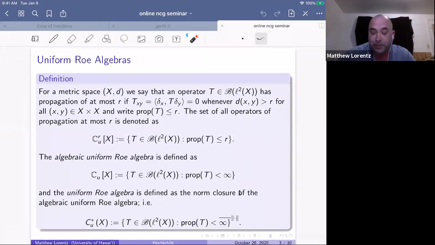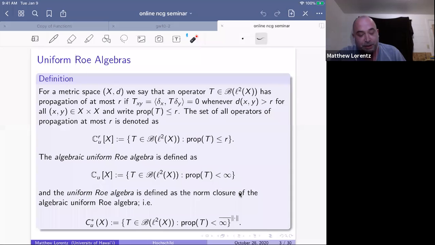So if we have a metric space and an operator in the bounded operators on square summable sequences, we're going to say that it has propagation at most R if its matrix entries, that is, taking the inner product against the canonical basis elements of L2 of X, are 0 whenever the distance between x and y is greater than R. And we'd say that that operator has propagation at most R. And then I'm going to denote the set of all operators that have propagation at most R by that.